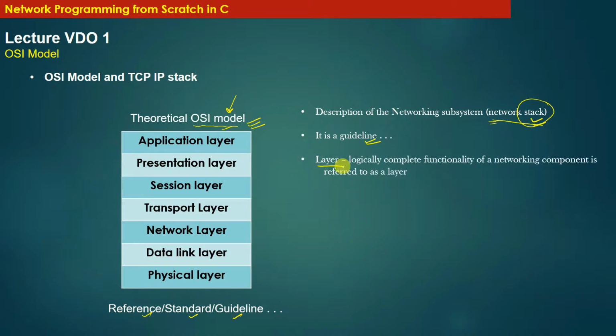Then layers. As you can see, the OSI model consists of 7 layers. Now what actually is a layer? A layer is a logically complete functionality of a networking component. Every layer is tied to exactly one particular functionality. It doesn't happen that there is some functionality F, and it is done by the network layer and also by the transport layer. It is not like this. Every layer has one specific functionality to perform, and that functionality is performed only by that particular layer.